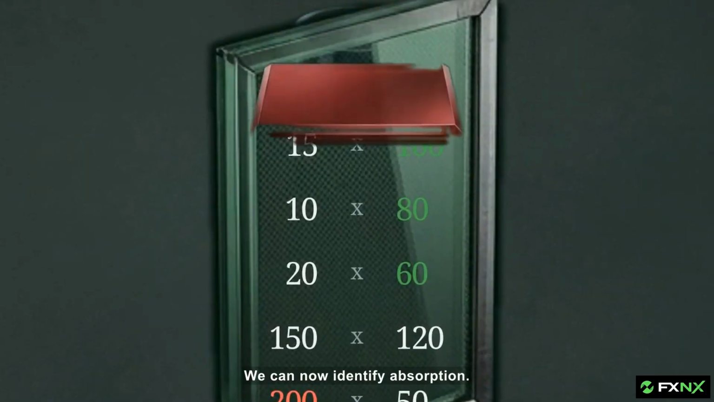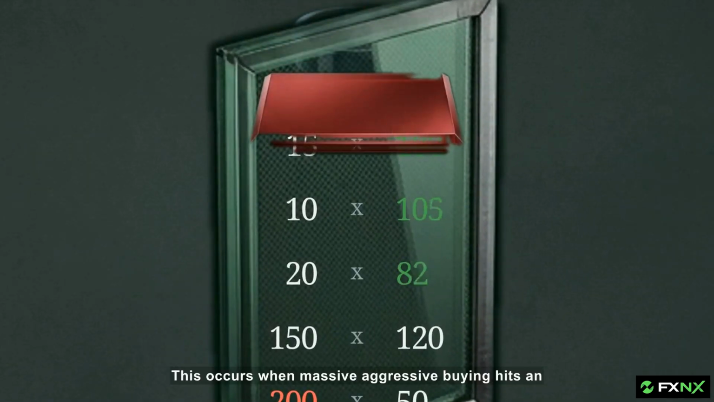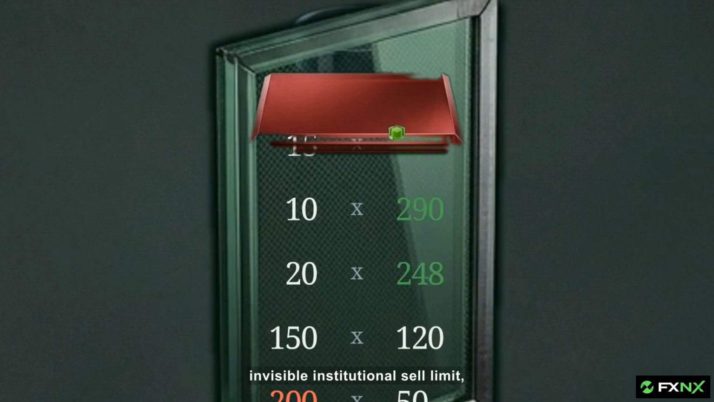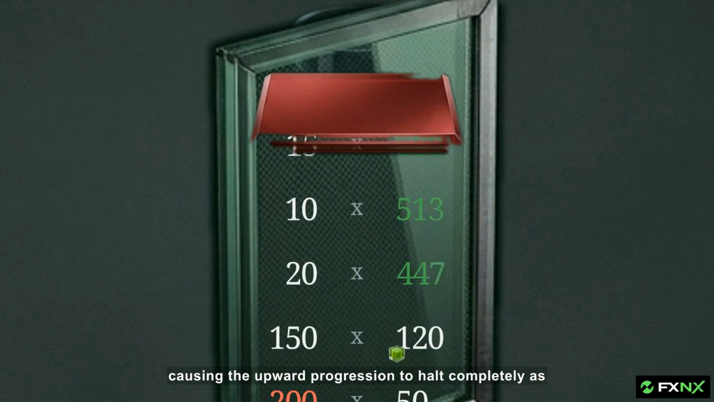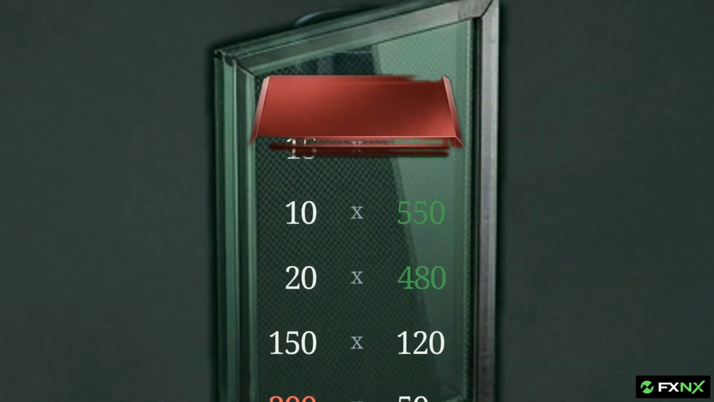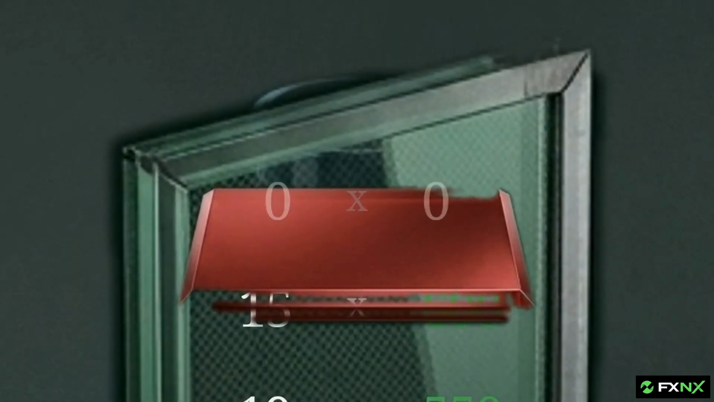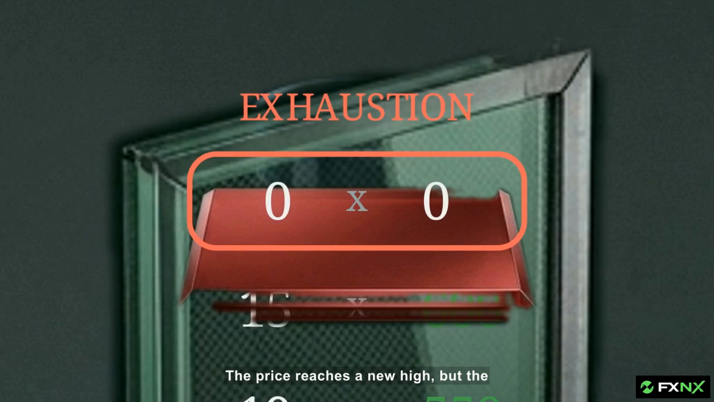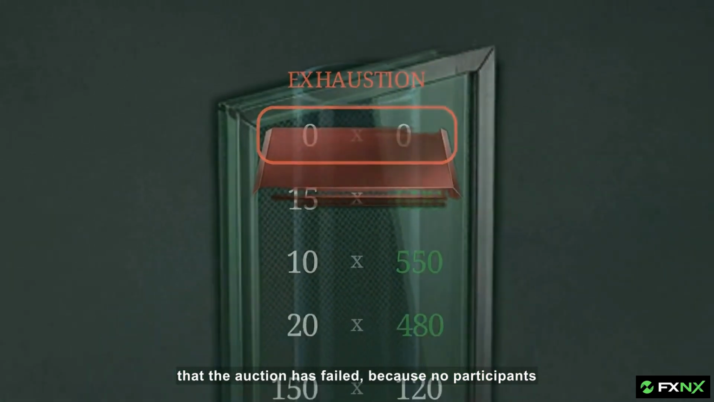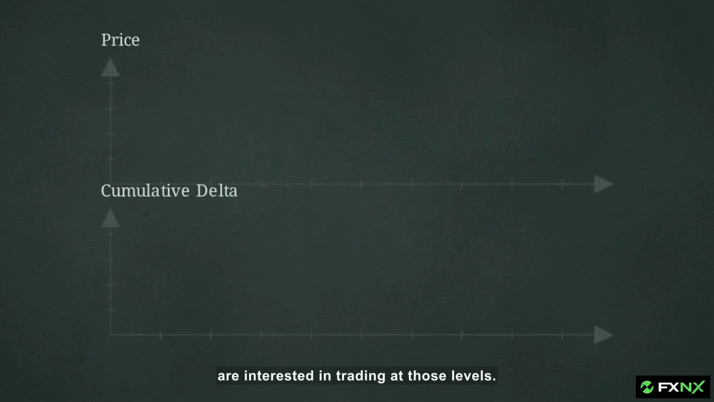We can now identify absorption. This occurs when massive aggressive buying hits an invisible institutional sell limit, causing the upward progression to halt completely as a major player soaks up the flow. Contrast this with exhaustion. The price reaches a new high, but the aggressive buy numbers drop abruptly to zero, signaling that the auction has failed because no participants are interested in trading at those levels.